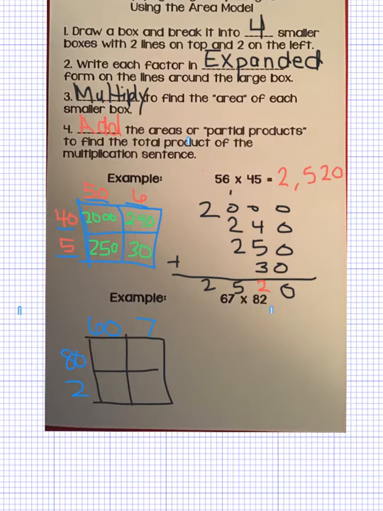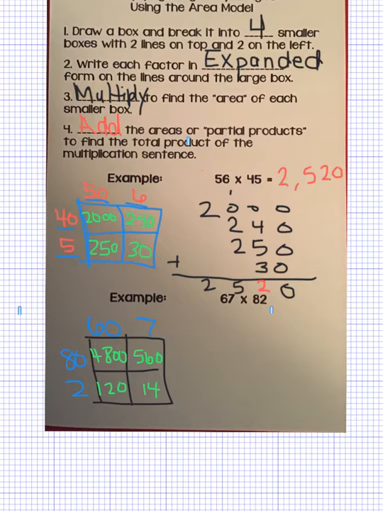Now I'm going to multiply. 60 times 80 is 48 with 2 zeros, 4,800. 7 times 80 is going to be 56 with 1 zero. 60 times 2 is going to be 6 times 2, which is 12, and 1 zero. 2 times 7 is 14. So now I have all my multiplication.